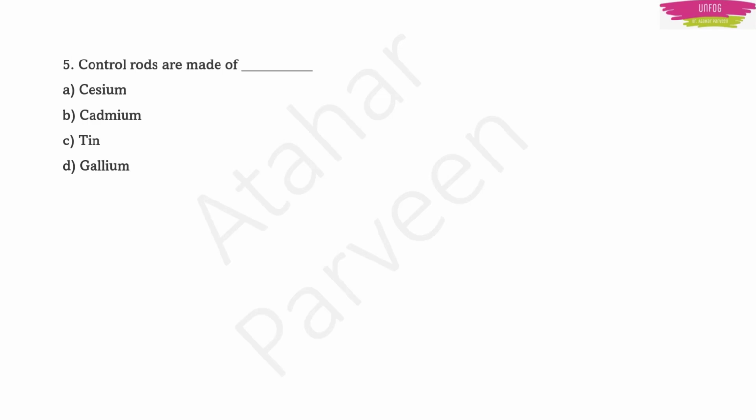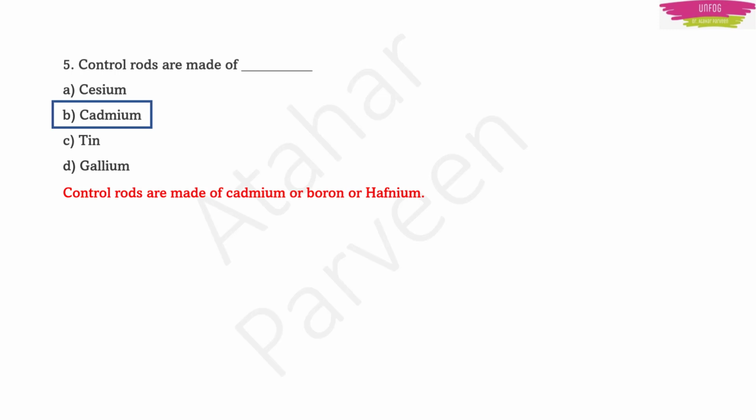Next question. Control rods are made of cesium, cadmium, tin, gallium. Control rods are usually made of cadmium. Not only cadmium, they can be made of boron or hafnium also. Okay, any of these three materials can be used to make control rods in a nuclear reactor.